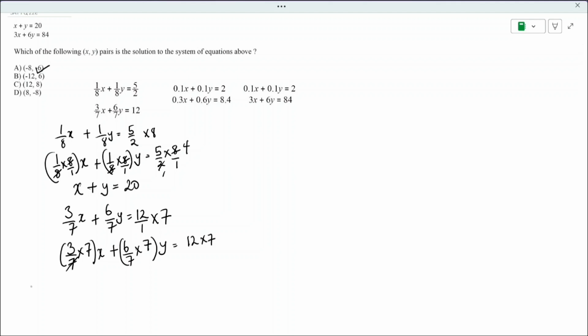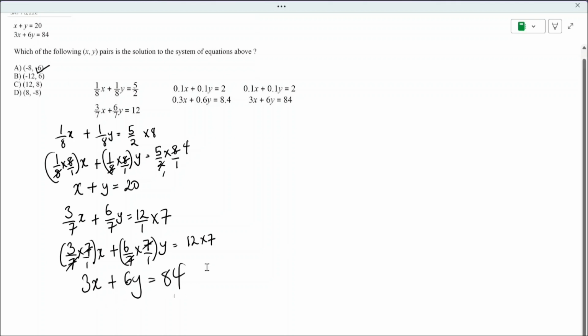Here we have 7 divided by 7. You'll be left with 3. You have 3x plus, you can make this 7 over 1, same as this. Still the same thing. 7 will cancel 7. You'll be left with 6. You have 6y equals 12 times 7. 12 times 7 will give you 84. You can see we have our second equation. That's 3x plus 6y equals 84. That's simple. Hope you understand.